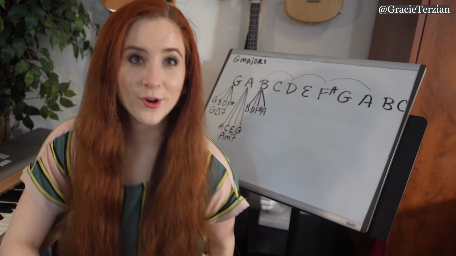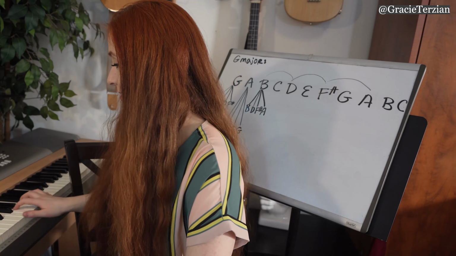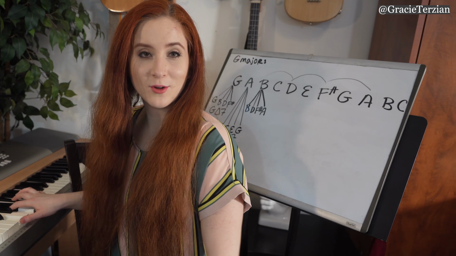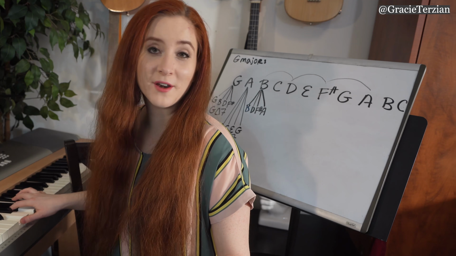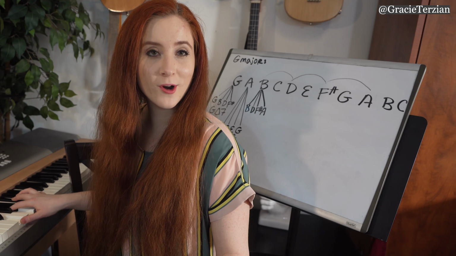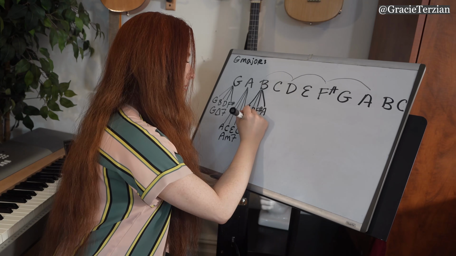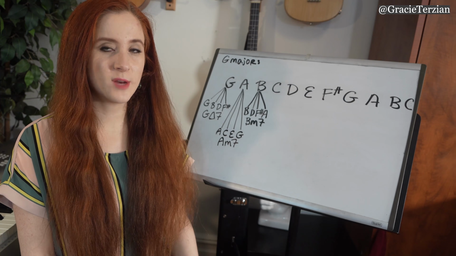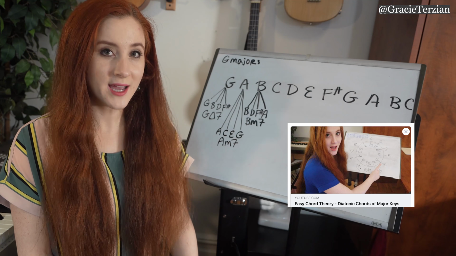So the four notes in this chord are B, D, F sharp, and A. And when I play these four notes together, it sounds like this. B, D, F sharp, A. And the chord I'm playing is called B minor 7. Therefore, B minor 7 is the third diatonic chord in the key of G major.